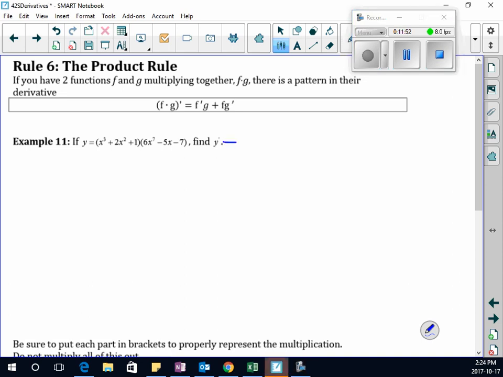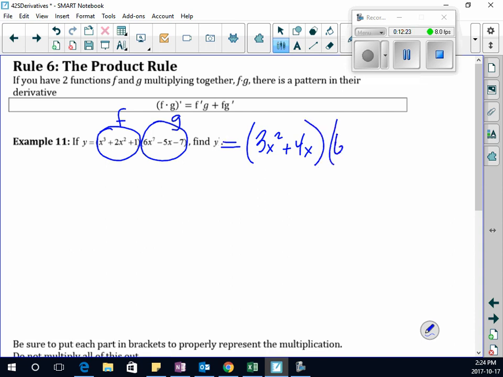So, y prime would then be, what's the derivative of the first function? So this is my f, and this is my g. So remember, it's f prime g plus f g prime. So what's the derivative of x to the power 3? 3x squared. What's the derivative of 2x squared? 4x. What's the derivative of 1? 0. Leave the g alone. 6x to the power 7 minus 5x minus 7. Plus, does everybody see? We're going to be adding because it tells me I need to add.